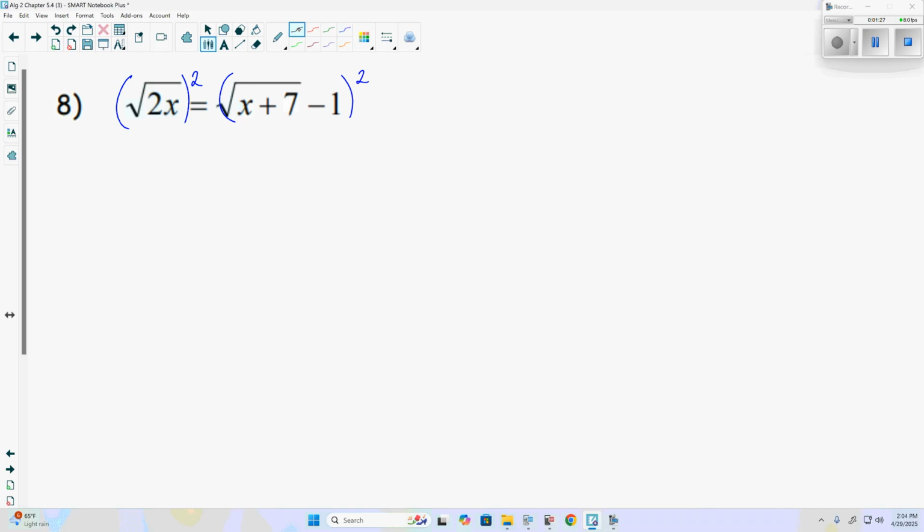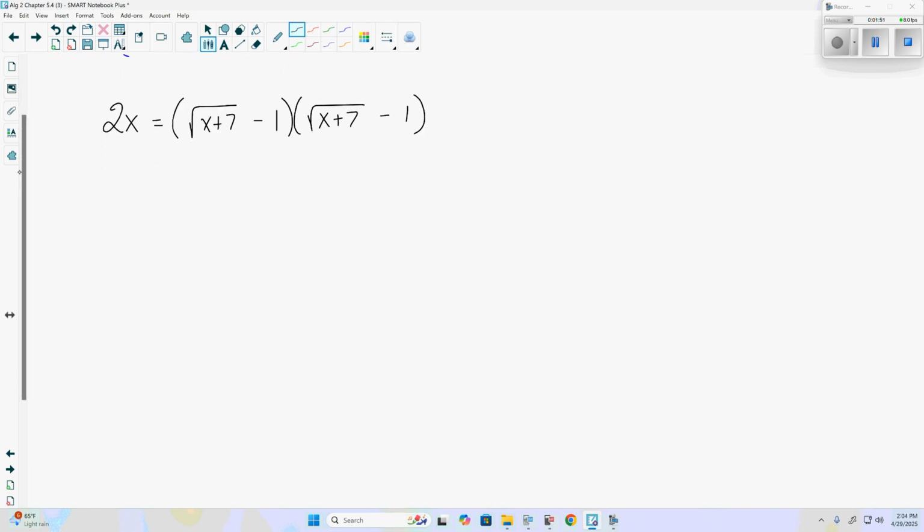Now, on the left side, the square root and square would cancel because since we only have one term, we're multiplying it by itself. The square root's going to go away. On the right-hand side, well, we have two things being subtracted. So that means we're going to actually have to multiply this out. We're going to have to distribute this all the way out.